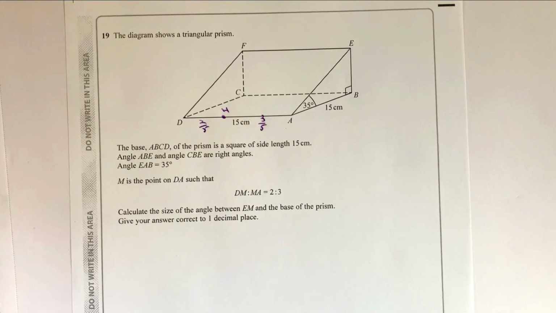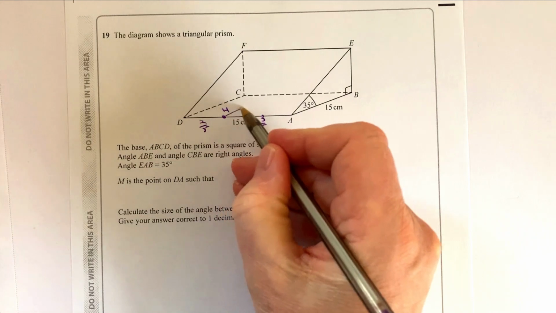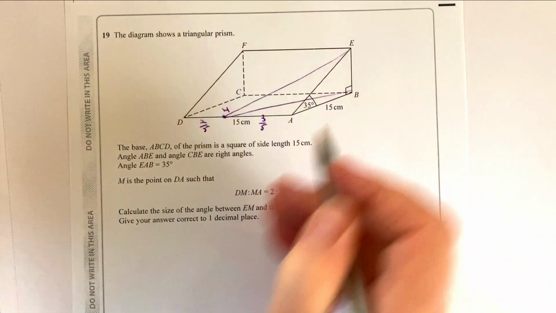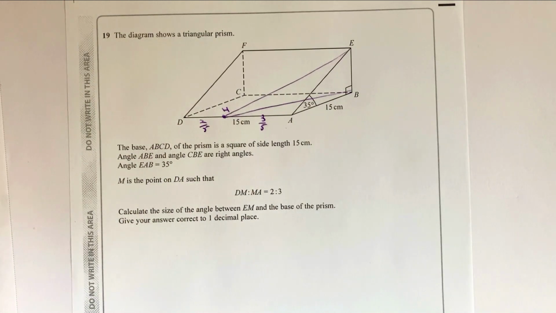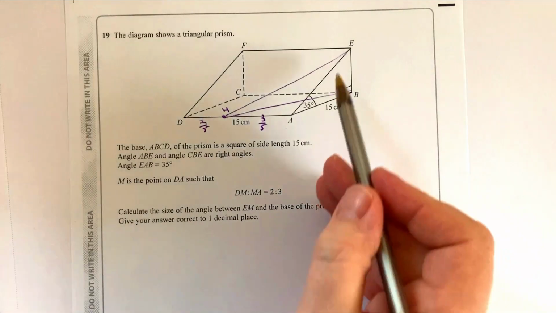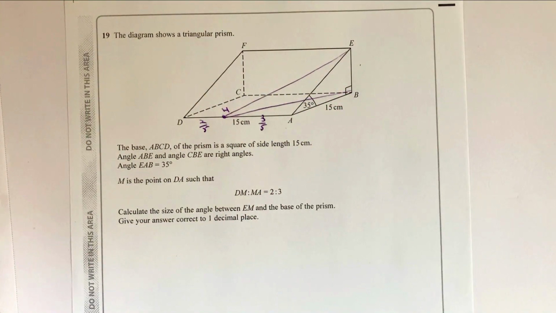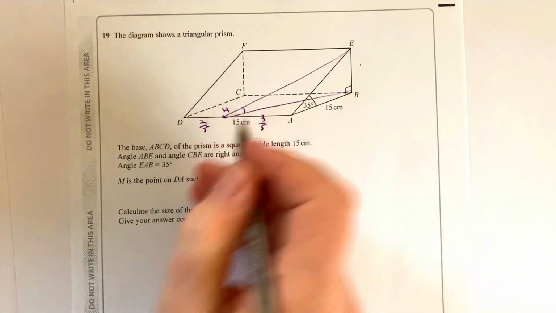Okay, so the first thing I'm going to do is we need to calculate the size of EM and the base. So basically we're looking at this kind of triangle. Now, hopefully that's come across okay on the video, but if we've got this triangle, I'm going to find out this first. So this is going to be helpful in working out this angle that we're looking for in here.